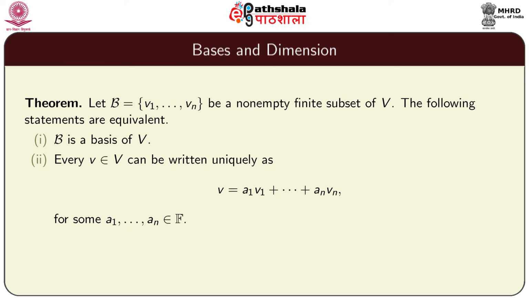Let us understand the basis with the help of this theorem. Let B be the set v1, v2, ..., vn, which is a non-empty finite subset of V, then the following statements are equivalent. The first statement is that B is a basis of V, and the second statement is that every vector v in V can be written uniquely as v is equal to a1 v1 plus a2 v2 and so on up to an vn for some a1, a2, ..., an in F.